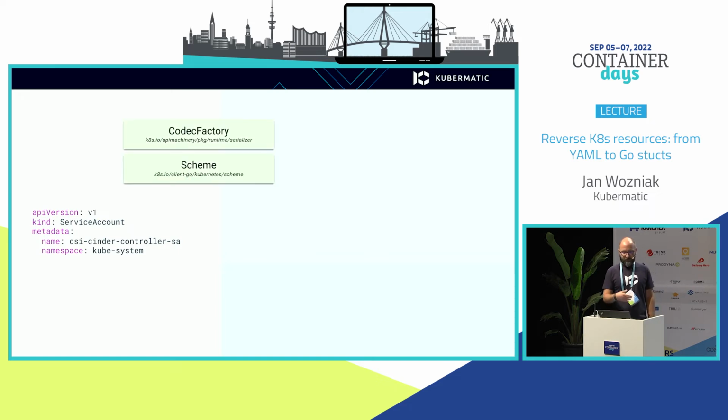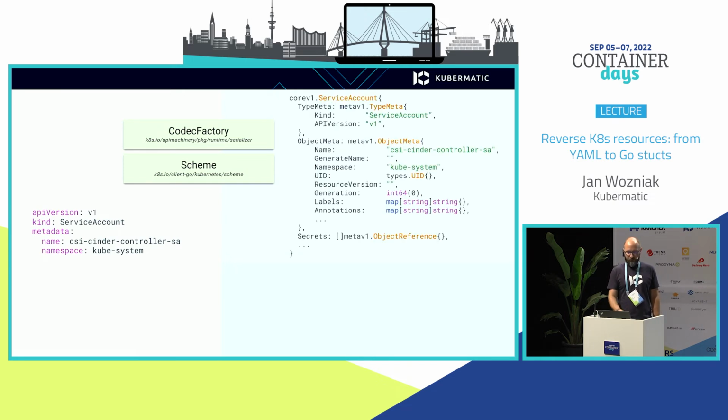And then it leverages the API machinery and client-go packages to form a scheme and codec factory. So we get the runtime object ServiceAccount. Now, as you can see, it contains a lot of cruft. There is a lot of extra information that we don't care about. That's also the reason why it's so difficult to investigate the memory layout of the structure, and especially, for example, maps.